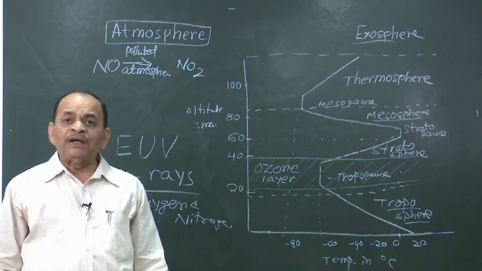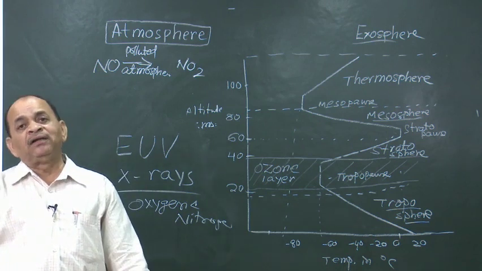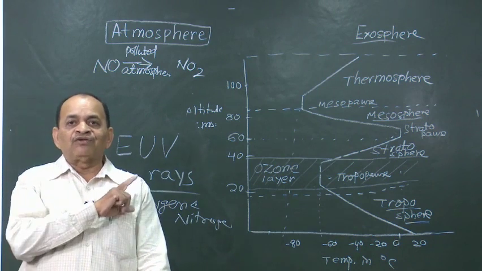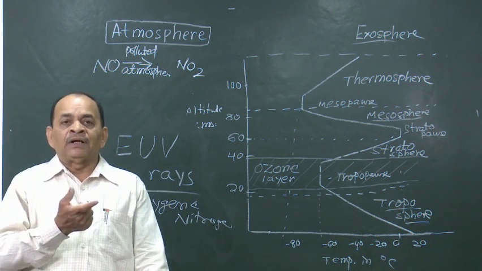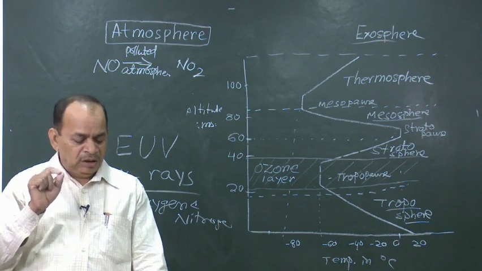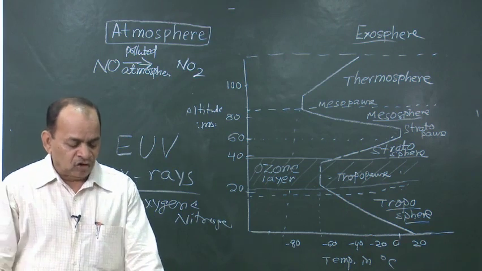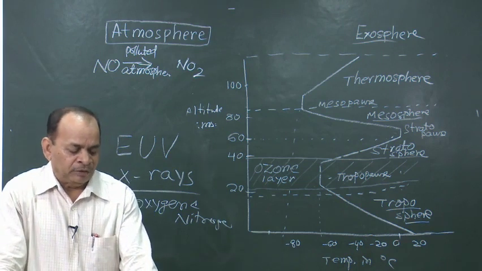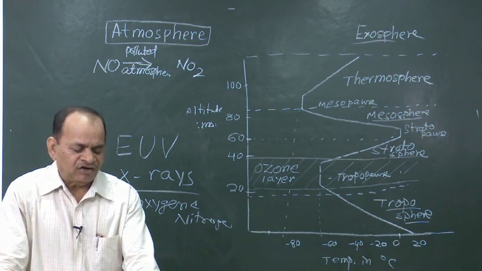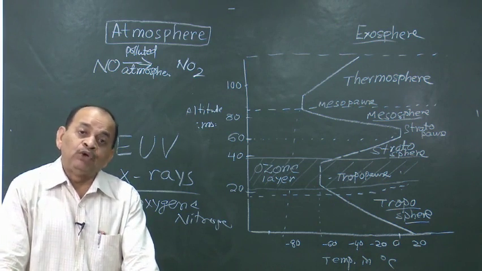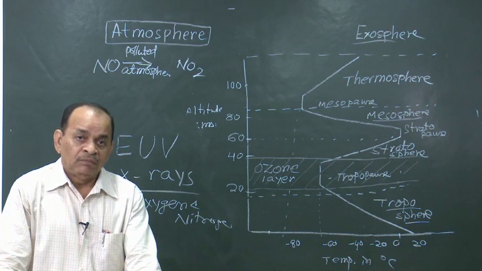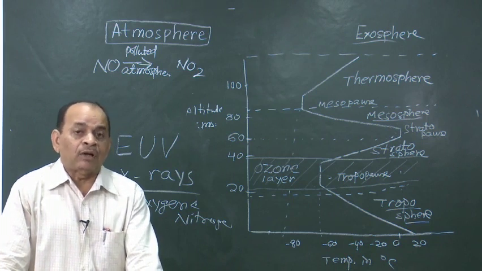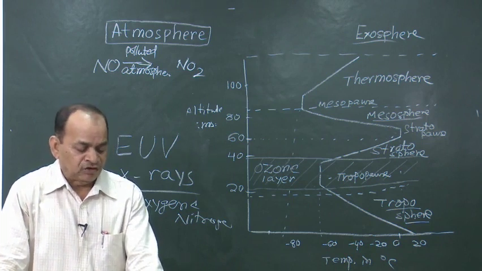The exosphere has no defined limits. Although I have said 8,000 kilometers, it has no definite limit. The exosphere has no defined limits, but fades out into the vacuum of space. So, there is no limit.